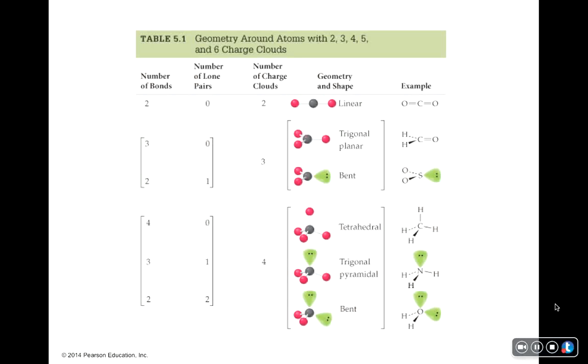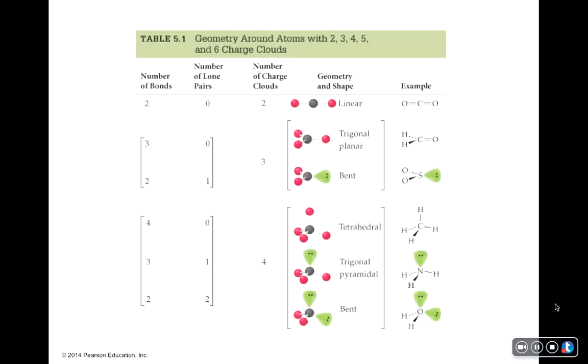And again, this is the table I was referring to. So just in terms of reading this, you can see on the far left it indicates the number of bonds and then the number of lone pairs and the number of charge clouds. I find it easiest to sort of start in the middle there with the number of charge clouds, and then you can see the different arrangements you could have.